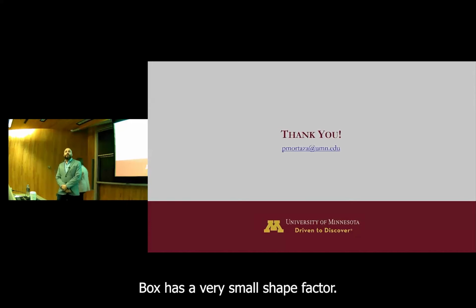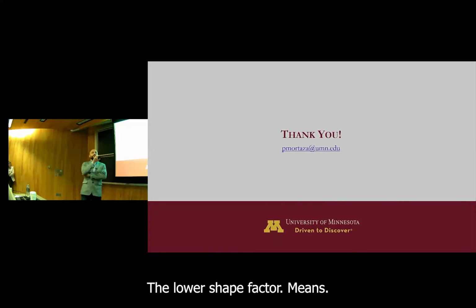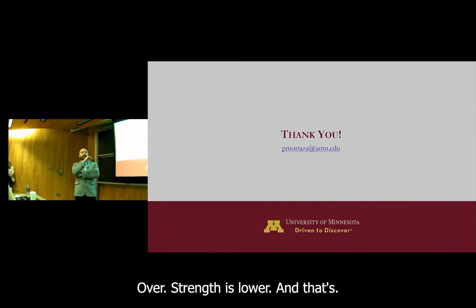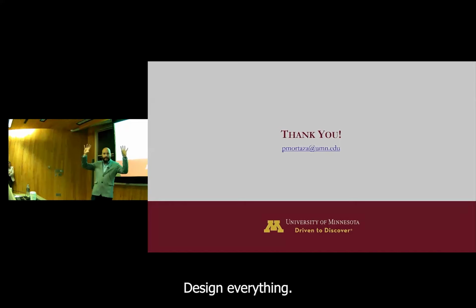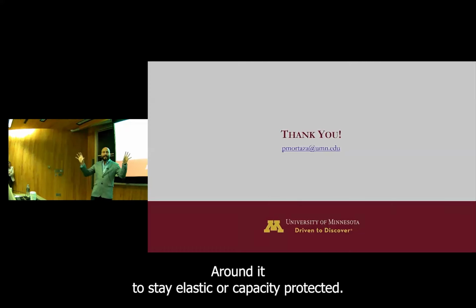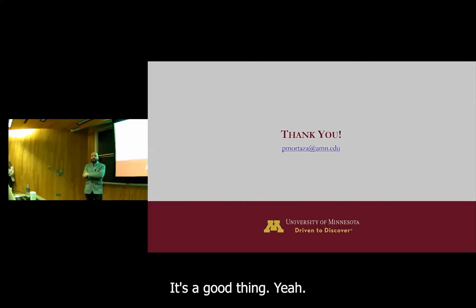Also, the hollow box has a very small shape factor. Shape factor is Z, the plastic section modulus, over S, the elastic section modulus. A lower shape factor means lower overstrength. That's a desirable characteristic for energy dissipative elements, because you have to design everything around it to stay elastic or capacity protected. So the less overstrength it develops, the better.